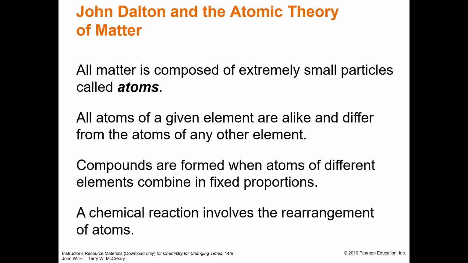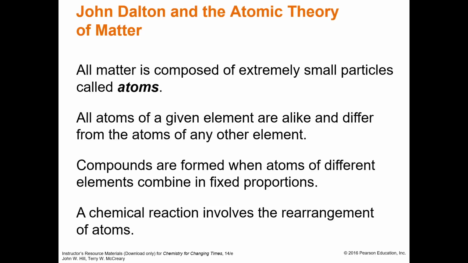So all matter is composed of extremely small particles that we call atoms. And so if you subdivide elements enough times, you're going to get down to the atom. If you try to go any smaller, you will no longer have that element. So if you tried to divide oxygen over and over and over, eventually you're going to get an oxygen atom.